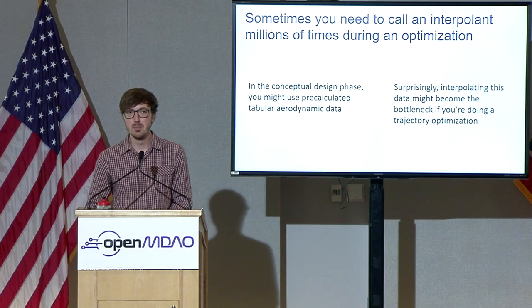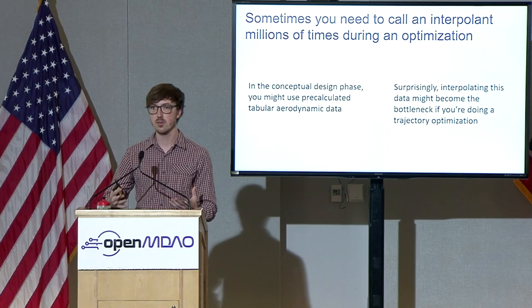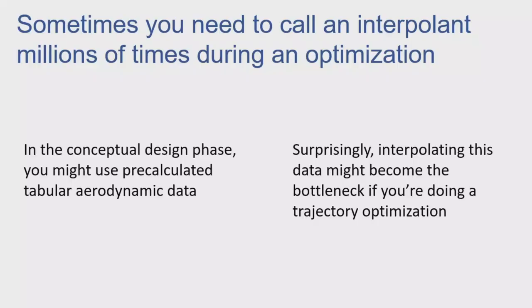Let's say you have a trajectory optimization. You have many points in this trajectory, and then you're optimizing on it. So you call it many, many times. You can imagine, okay, we need something that scales very quickly here. We need interpolants that are fast, ones that we can trust to converge quickly. This is why we need these fast, fixed coefficient interpolants.